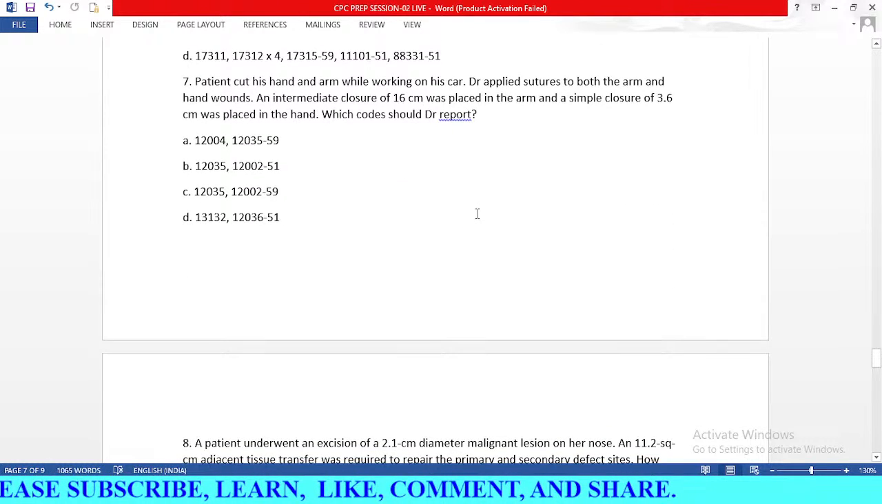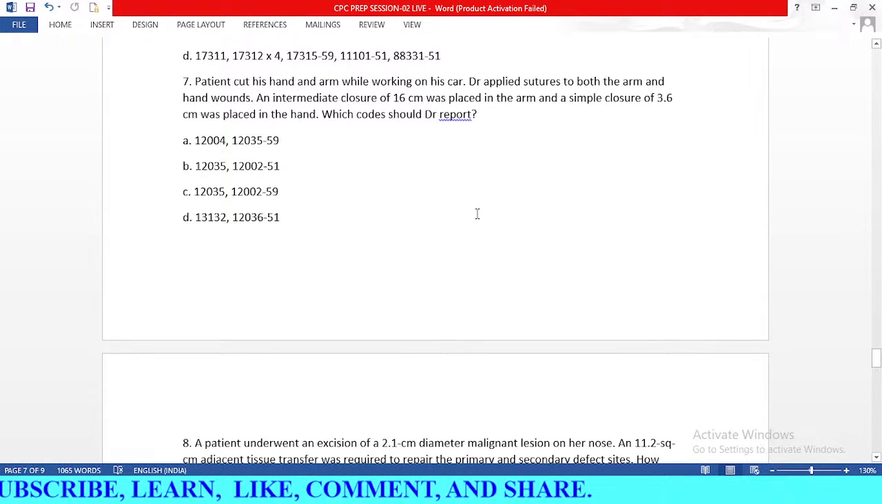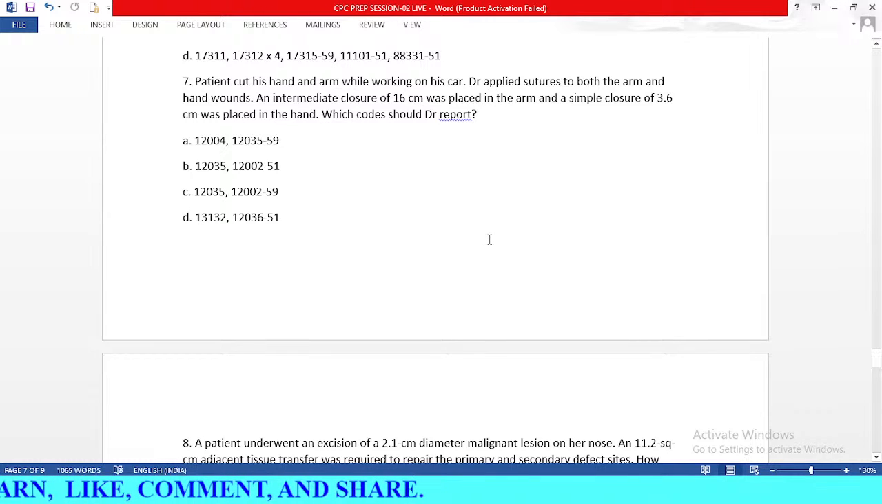So our next question is, a patient cut his hand and arm while working on his car. The doctor applied sutures to both the arm and hand wounds. An intermediate closure of 16 centimeters was placed in the arm and a simple closure of 3.6.